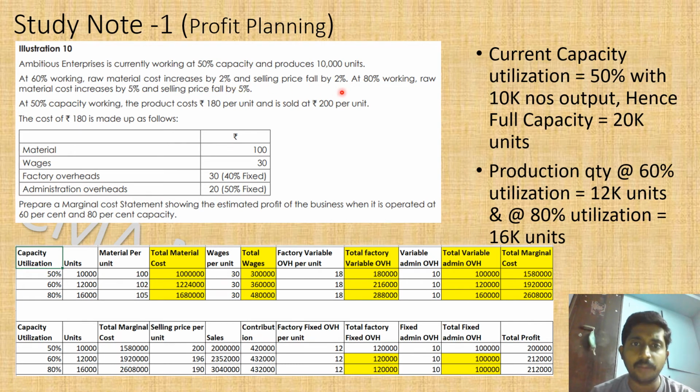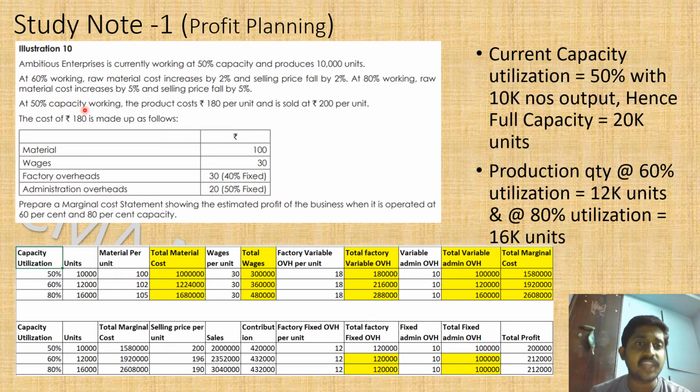Selling price falls by 2%. Here you are making more units, so you have to sell more units. If you give a discount, you can sell them. So there is common sense behind this. At 80% level, your material cost will further increase, and selling price will fall by 5 percent.